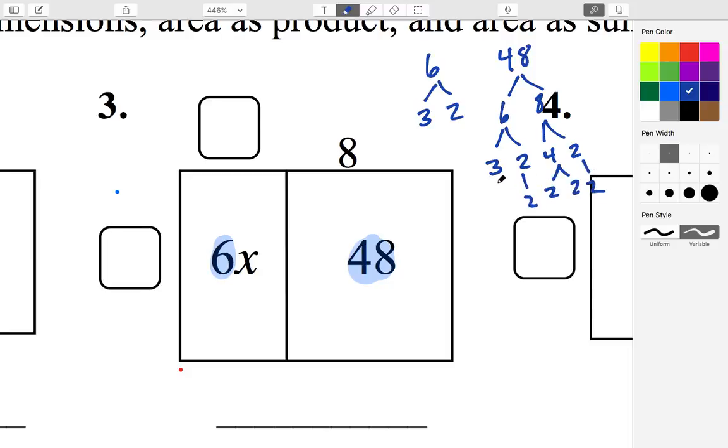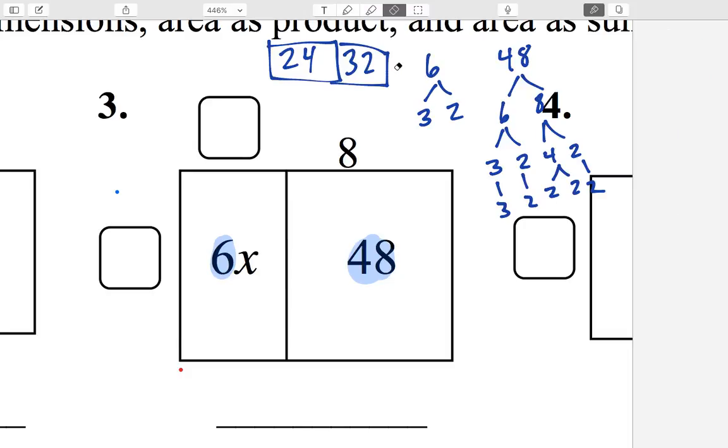Okay? If you need to pause the video and try another number, I'll give you a couple to try. 24, 32, try those two. If this process is hard for you, if you're not very good at your multiplication, this is something you want to work on. So I would try these problems, and then come and ask me after to check your work. You're making your factor tree is what this is called. So now back to these problems. I'm going to erase this, so copy that down.